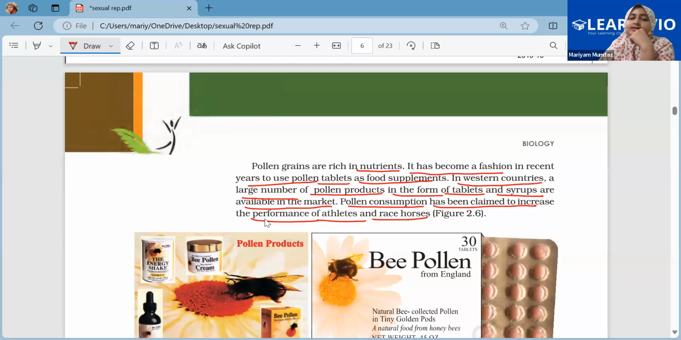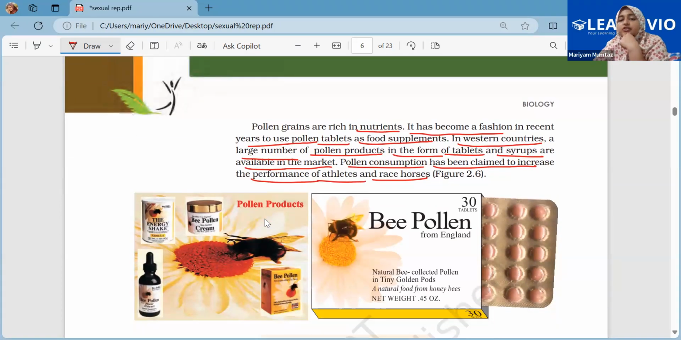Now, pollen grains are rich in nutrients and proteins, and it has become a fashion in recent years to use pollen tablets as food supplements since they are so high in nutrients. Pollen tablets and pollen syrups are available in the market as supplements, and people use them. Pollen consumption has been claimed to increase the performance of athletes and racehorses.